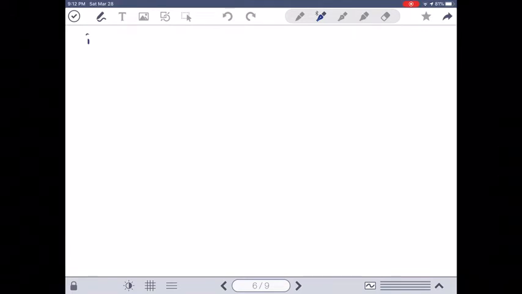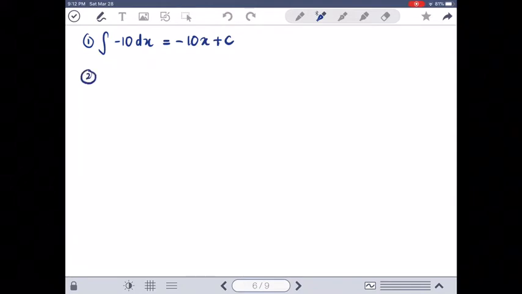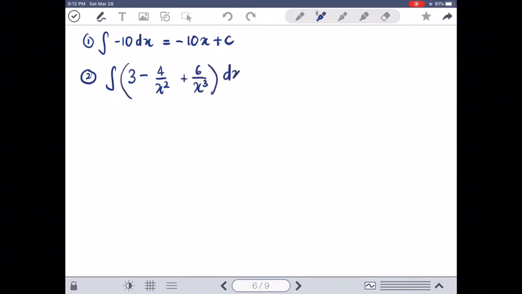For example, integrate negative 10 with respect to x. Again, negative 10 is a constant, so the result should be negative 10x plus c. And how about integration of 3 minus 4 over x squared plus 6 over x to the power of 3 with respect to x?